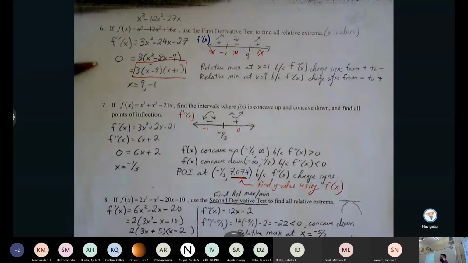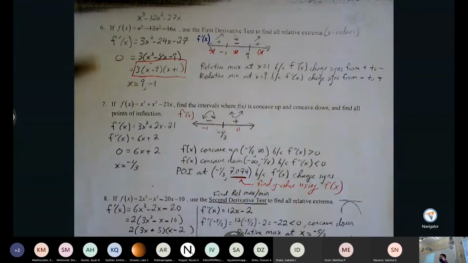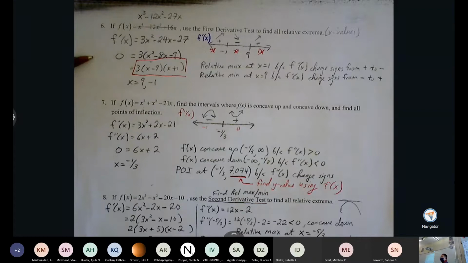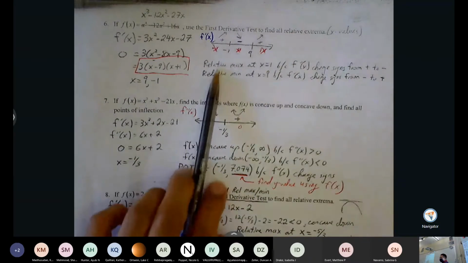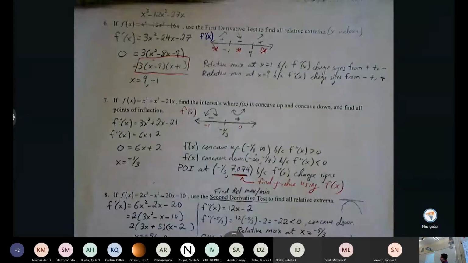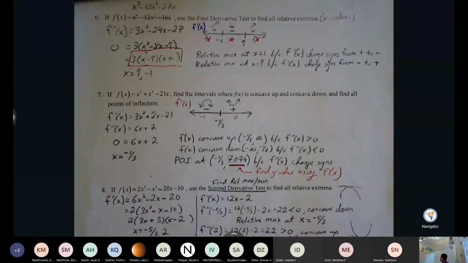I typically don't see students having trouble with 6. The only thing I see with problems like 6 is students forget to write because statements. You have to write because statements for increase, for decrease, for relative max, relative min. A lot of students tend to leave out the because statements for max and mins. So just be aware of that. Any questions about the process for number 6?